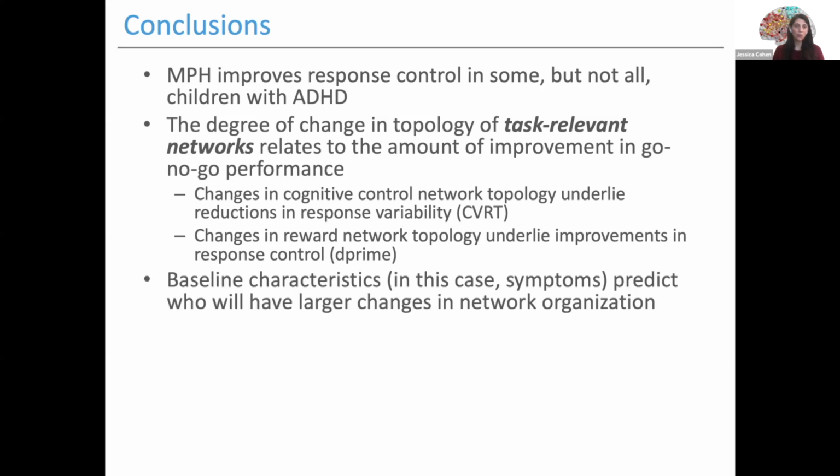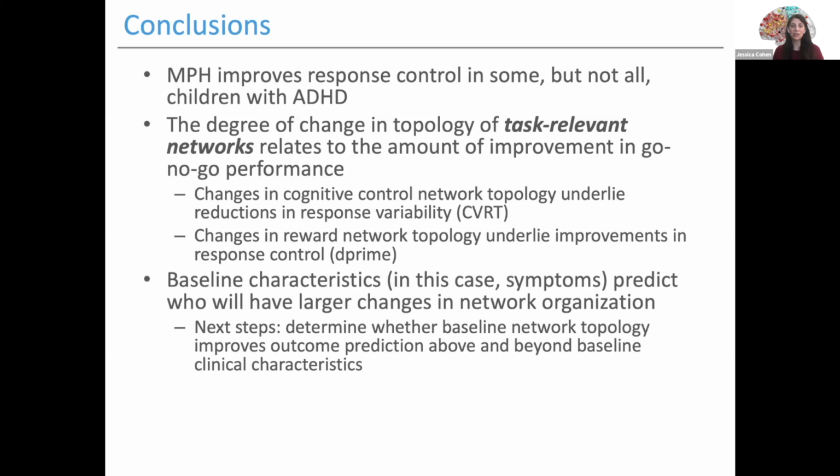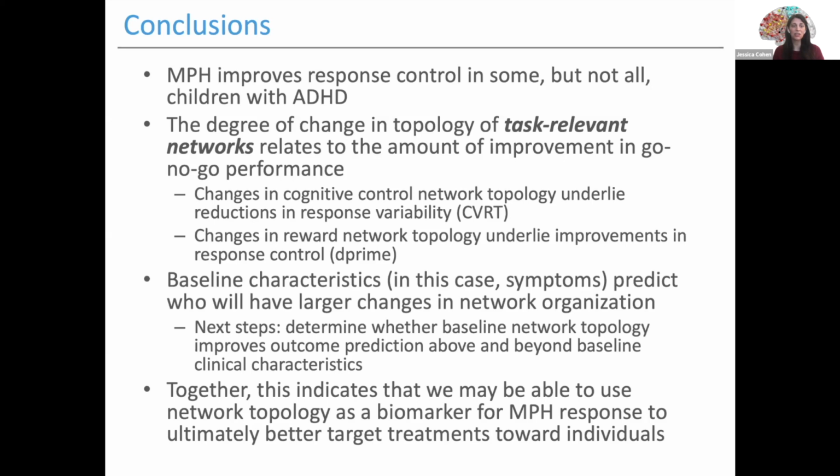We also showed that baseline characteristics, in this case symptoms, predicted who would have larger changes in network organization on drug. And our next steps with this data set are to determine whether baseline network topology can improve outcome prediction above and beyond the baseline clinical characteristics we've already looked at. Together, this indicates that we may be able to use network topology as a biomarker for methylphenidate response to ultimately better target treatments toward individuals.